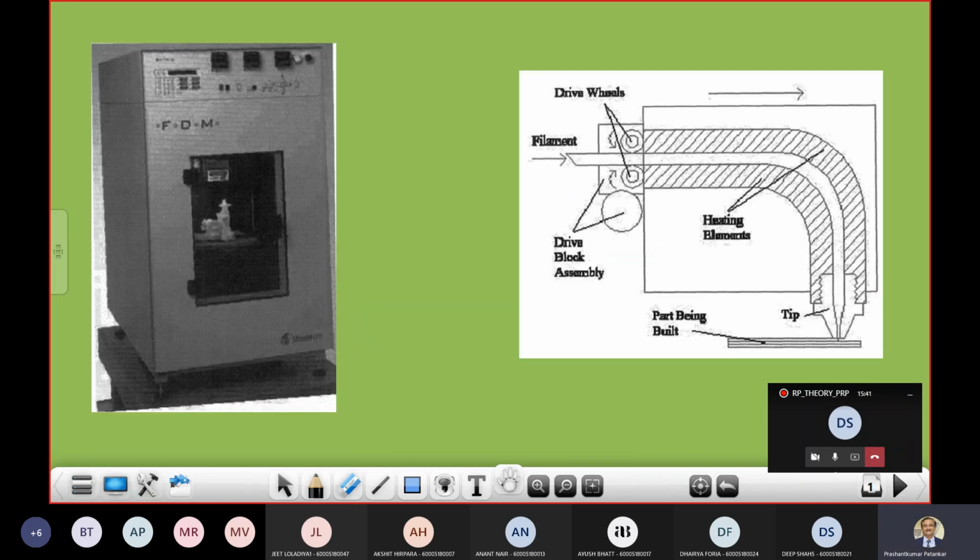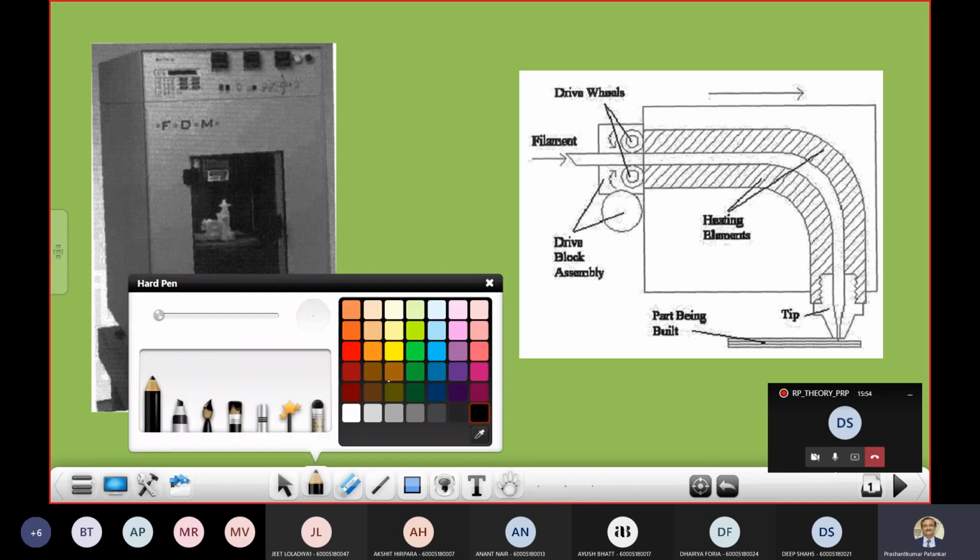So last time we completed the LOM, laminated object manufacturing technique. Now in today's session, I'm going to start with fused deposition modeling.